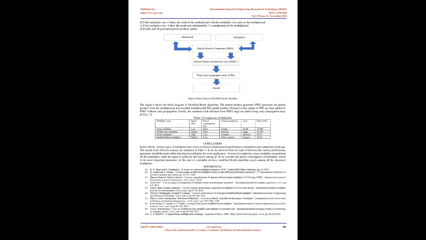7. Conclusion. In this article, various types of multipliers have been reviewed considering the performance parameters and complexity of design. The results from different sources are tabulated in Table 3. It can be observed that a trade-off between the various performance parameters should be made while selecting the multiplier for some application. In terms of complexity, the array multiplier outperforms all the multipliers while its speed is relatively the lowest among all. If we consider the power consumption of the multiplier, which is the most important parameter in the case of portable devices, the modified Booth algorithm excels among all the discussed multipliers.